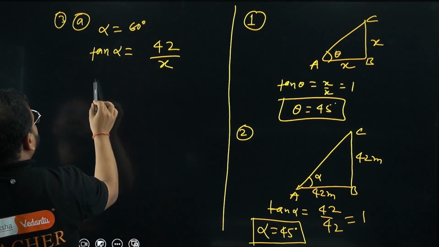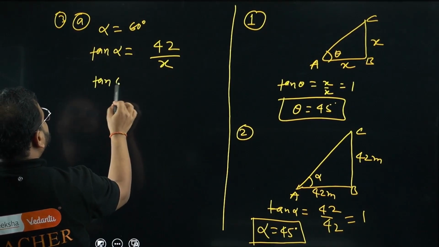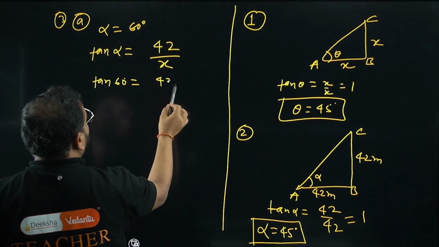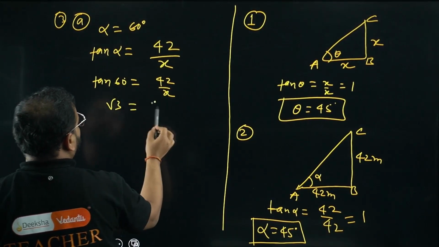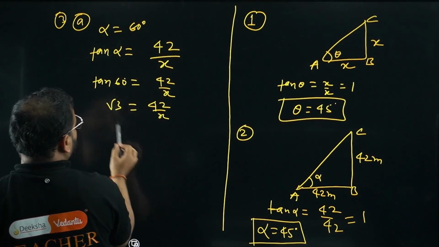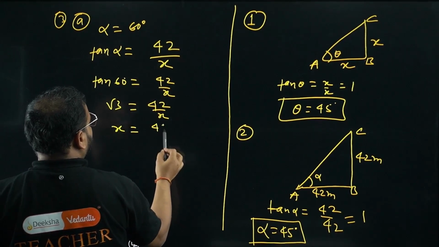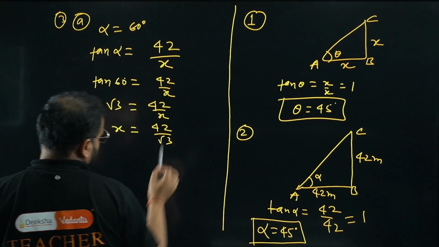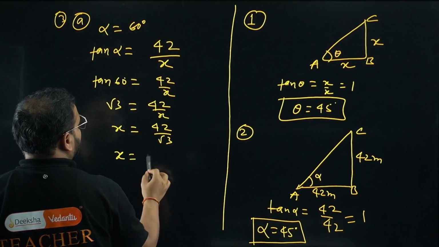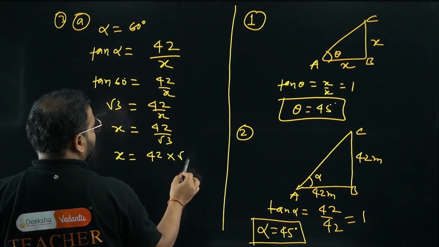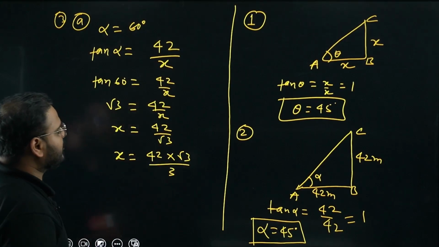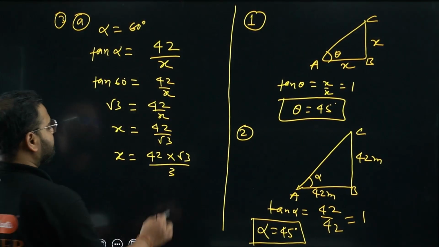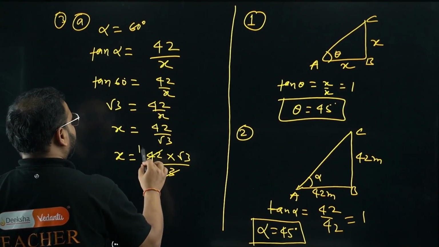Tan alpha is what, sir? Tan 60 degrees. Tan 60 degrees equals what? 42 by x. So tan 60 is what, sir? Root 3 equals 42 by x. Bring it over here: 42 by root 3, cross multiplication. I can again rationalize this: 42 into root 3 by 3. I can multiply this by root 3, both up and down in the numerator and denominator. This will become 3. Check it out. What am I getting? 14 root 3.